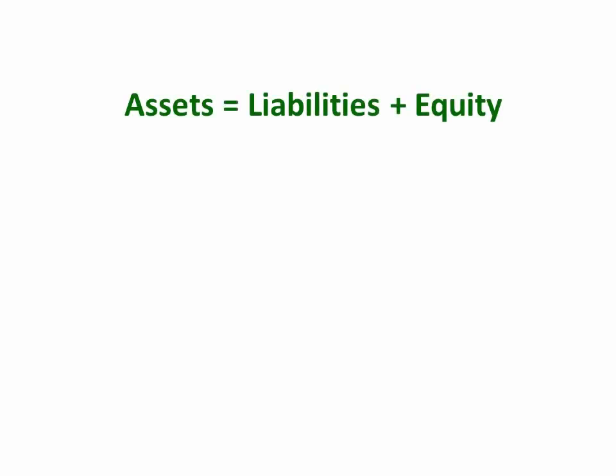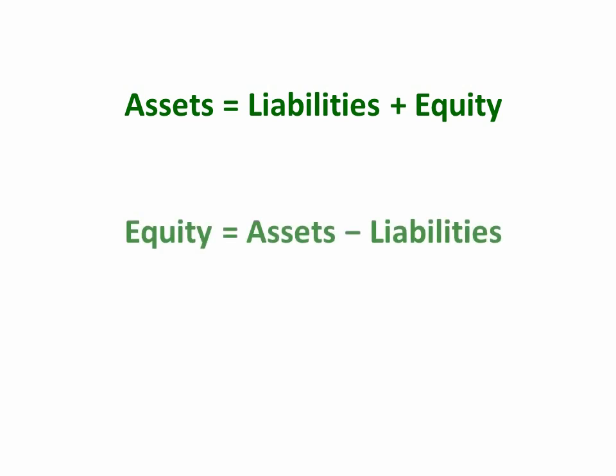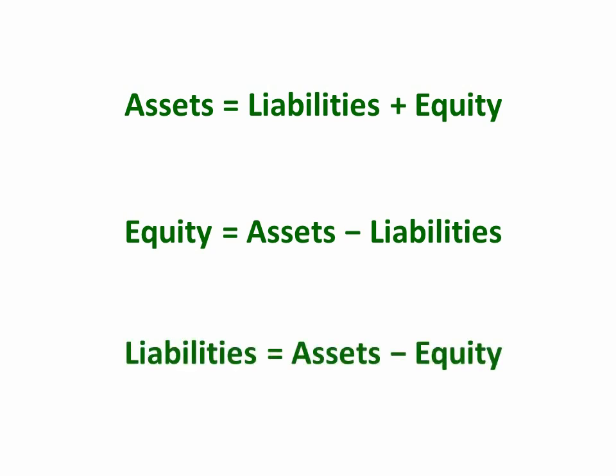So, the accounting equation is assets is equal to liabilities plus owner's equity. And we can rearrange it to owner's equity is equal to assets minus liabilities. And liabilities is equal to assets minus owner's equity. Same relationship, just viewed from different angles.